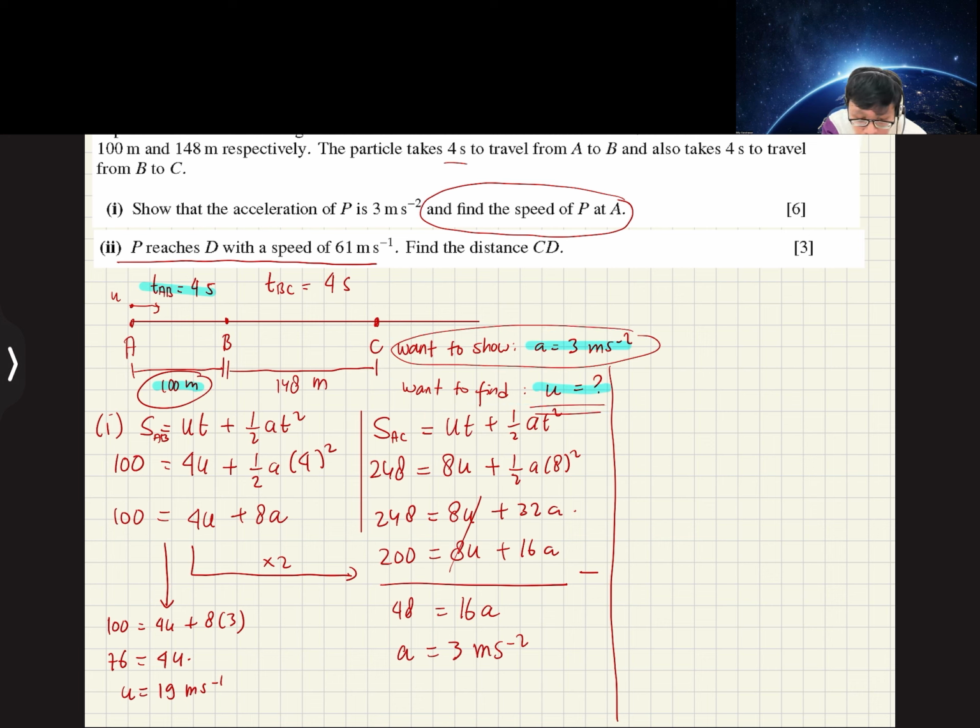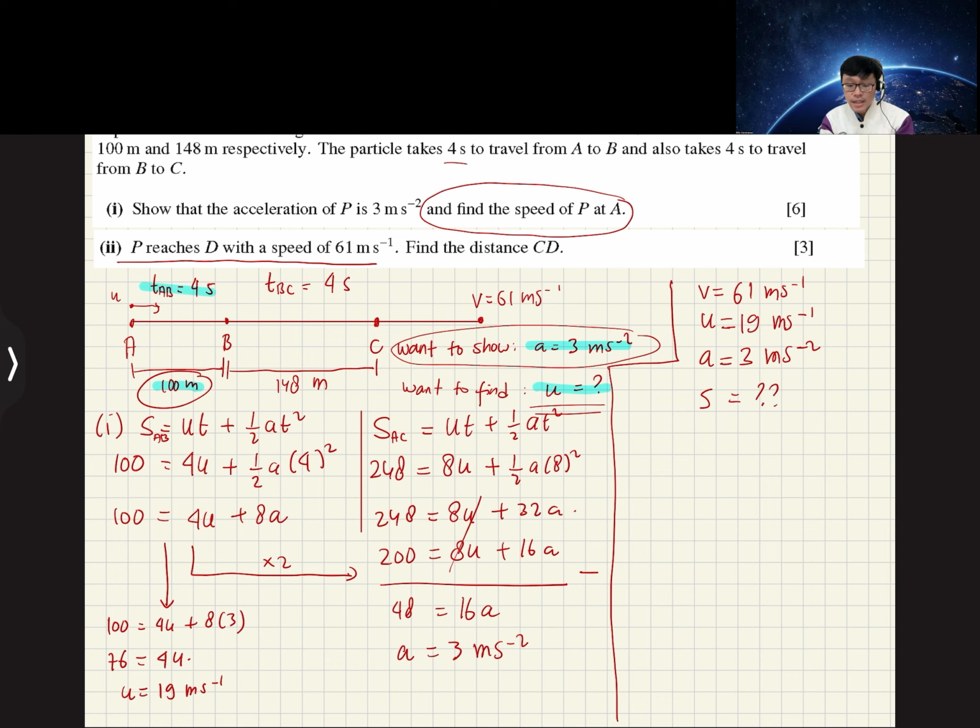Okay, now what do we have here? We have the D, which is, where is it? We don't know. Let's say it's here. The D is the speed here, the final velocity, 61 meter per second. So now we have V already. So let's write down. We have V. We have U, 19. We have A, 3. And we want to find the distance, or let's say it's S.